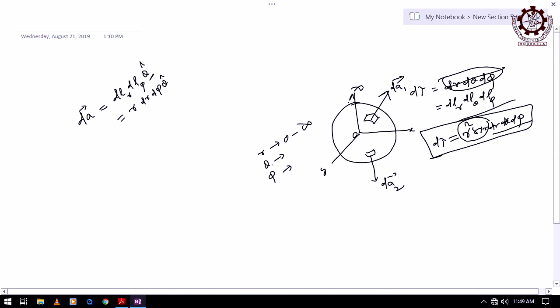Then what will be the value of theta? Theta will be 0 to pi, but phi will be 0 to 2 pi. You check it, right. In curvilinear coordinates, r can go from 0 to infinity, theta from 0 to pi and phi from 0 to 2 pi, because you have to integrate. For integration, the limit is important. From where to where you will go, right.